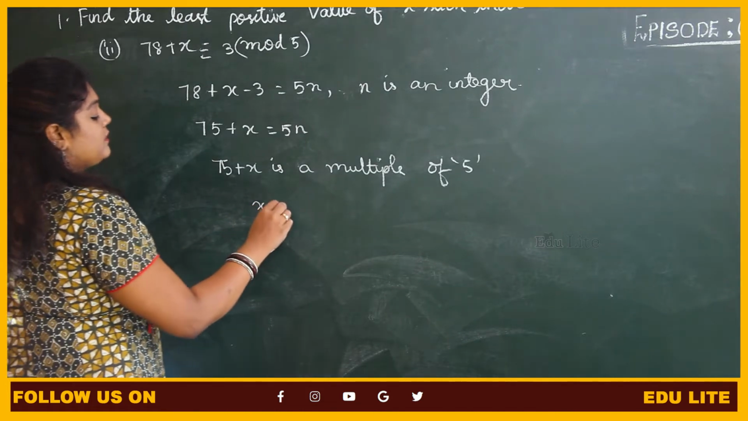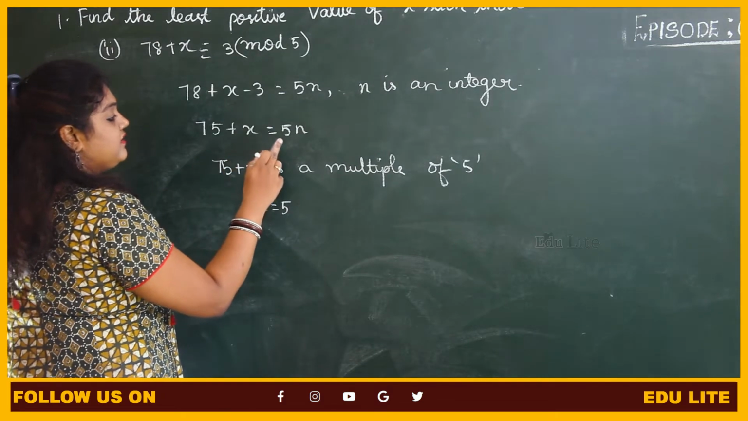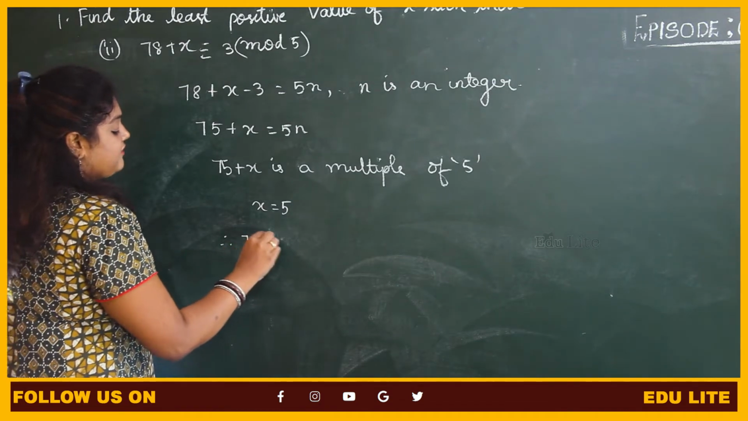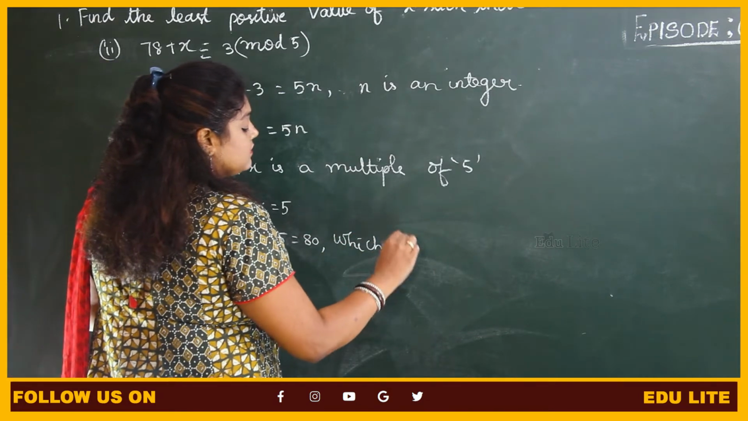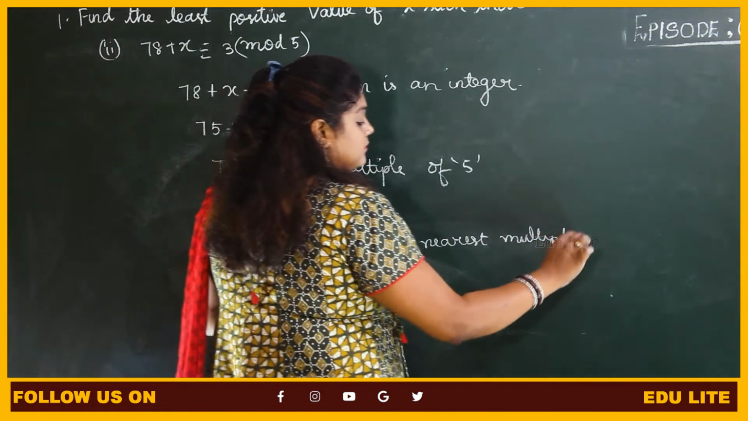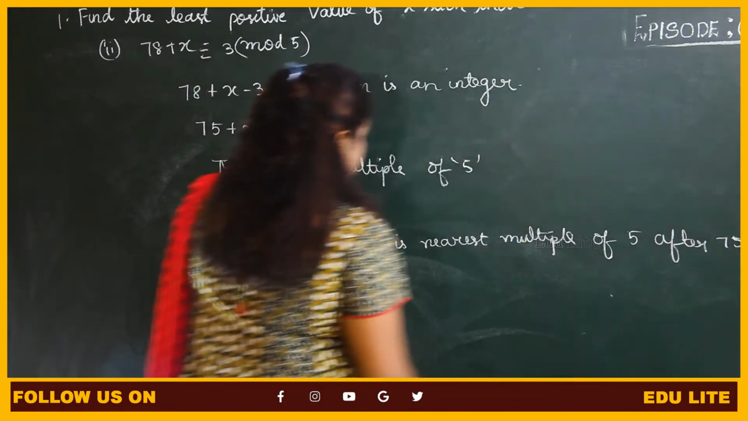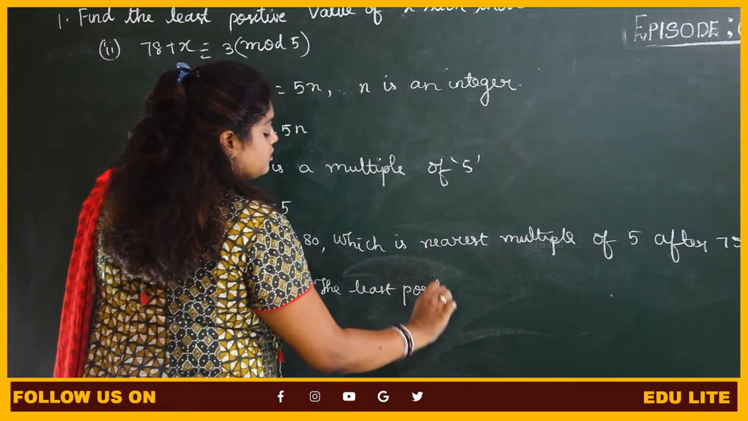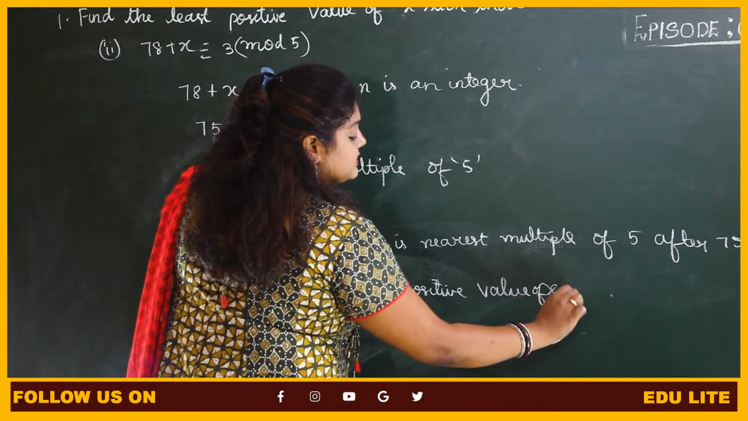So let us choose x equals 5. Why are we choosing this? If I choose the value of x as 5, 75 plus 5 will give us 80. 80 is a multiple of 5. Therefore, 75 plus 5 equals 80, which is the nearest multiple of 5 after 75. Therefore, the least positive value of x is equal to 5.